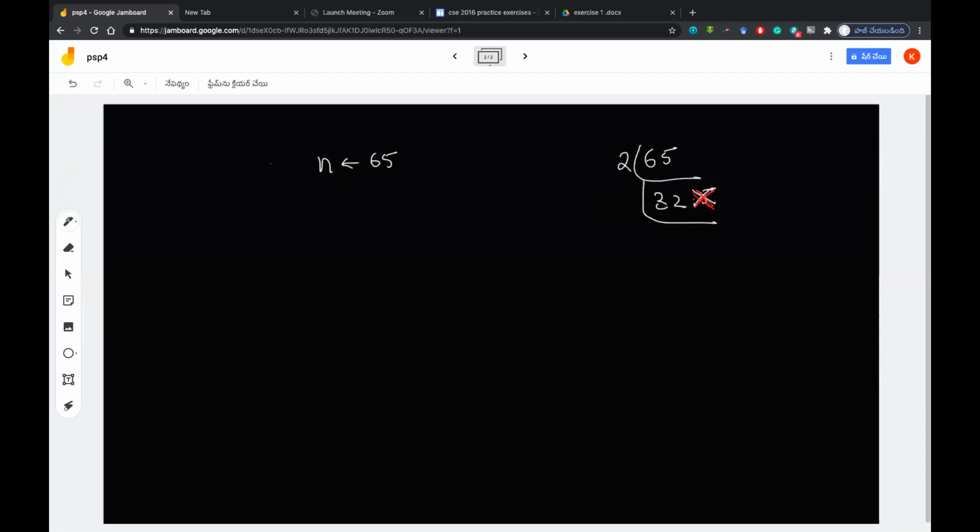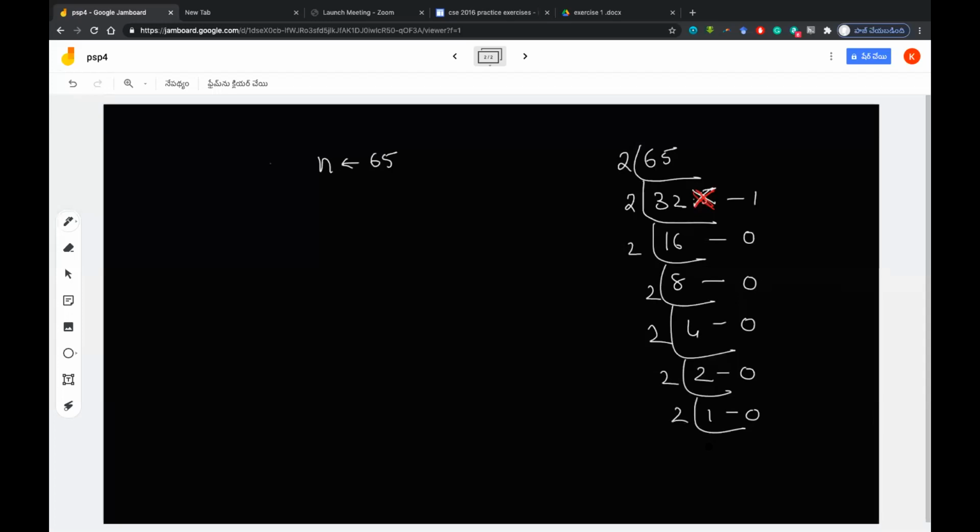Anyway, if you do the multiplication with 32, you will get 64. If you get 64, the remainder will be 1 naturally. So the first thing itself starts with 1. And next, 2 times 16 is 32, remainder will be 0. 2 times 8 is 16, the remainder will be 0. 2 times 4 is 8, the remainder will be 0. 2 times 2 is 4, the remainder will be 0. 2 times 1 is 2, the remainder will be 0. And 2 times 0 is 0, and the remainder will be 1, right? So I think you can clearly understand what happens.